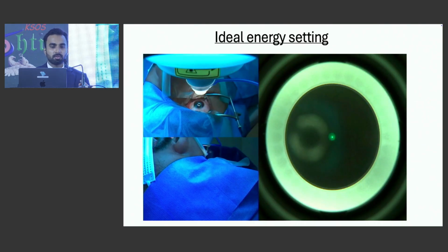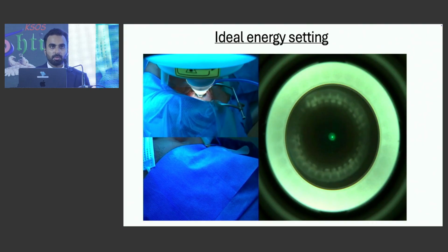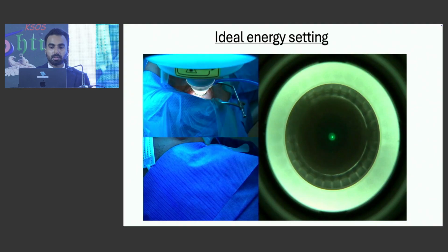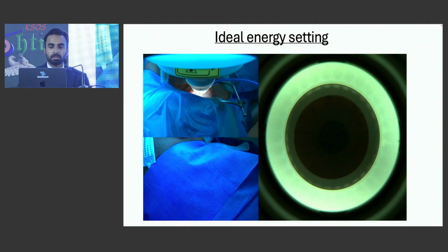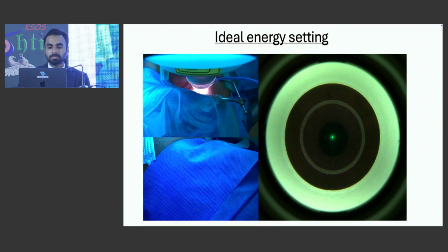So this is what we have to see in an ideal energy pattern. My machine is optimized over the course of the last 3 years, and we figured out what exactly the ideal energy pattern is. Once you dock and apply applanation, you can see the bubble patterns which are about to appear here. They'll be very even. There's no black spots, no OBL, nothing.